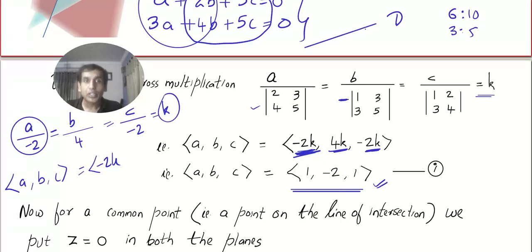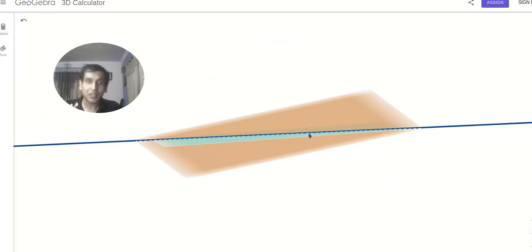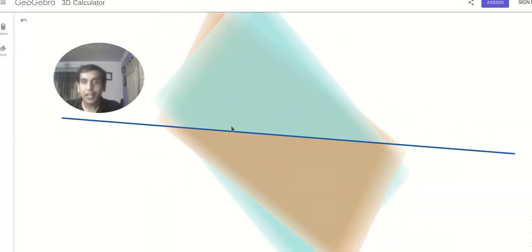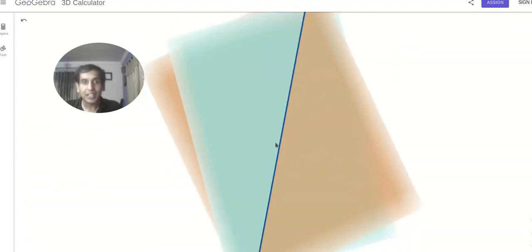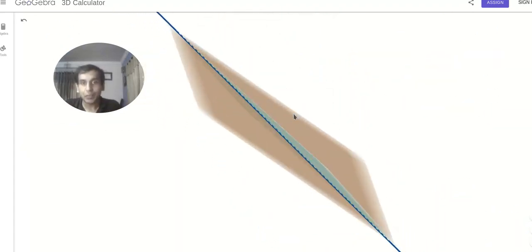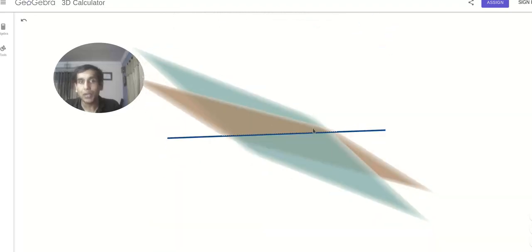To write the equation of the line, you need two things. One is a point, we'll come to that, and the second is the direction. So can you see the direction? Now for the point, the logic is very easy. Can you see? What we do is we need a common point. Are you able to see the line is created by both the orange and the blue plane?